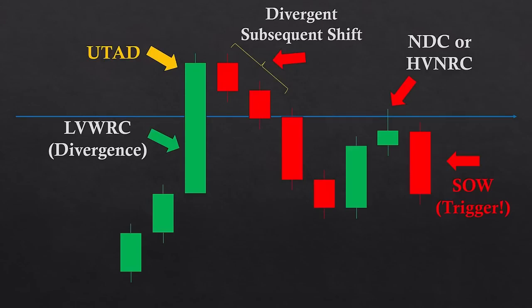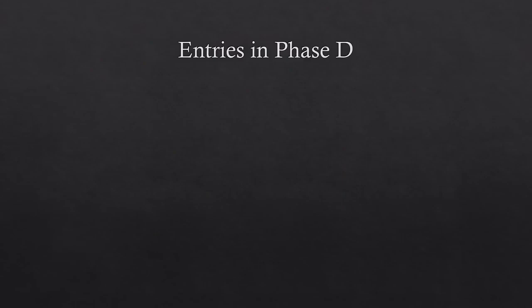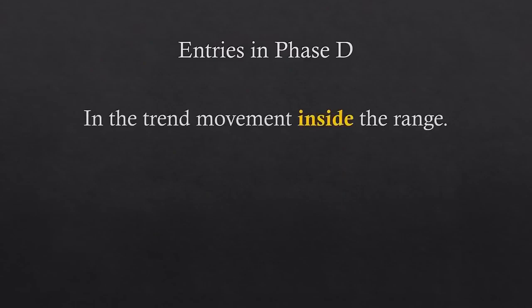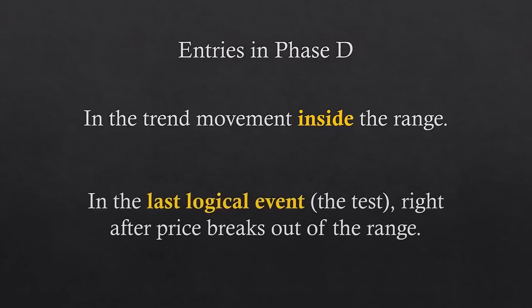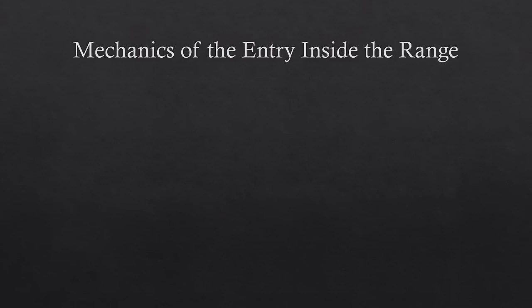Entries in Phase D. In Phase D, there are a couple of opportunities to enter the market. One will be in the trend movement that occurs inside the range, right after the test after the false breakout, and the second opportunity would be in the last logical event, the test, right after price breaks out of the range. Mechanics of the entry inside the range.